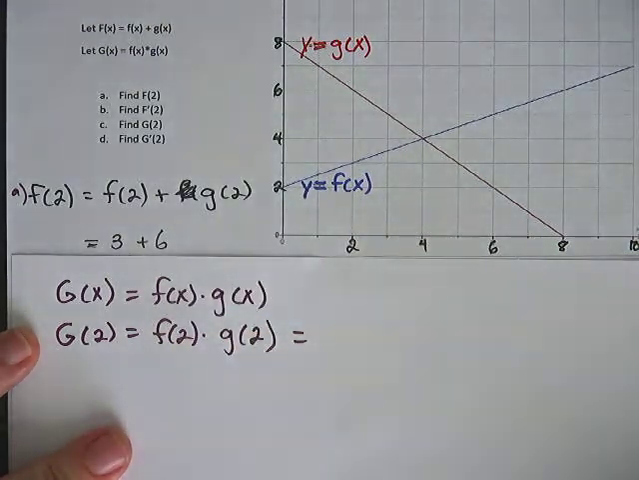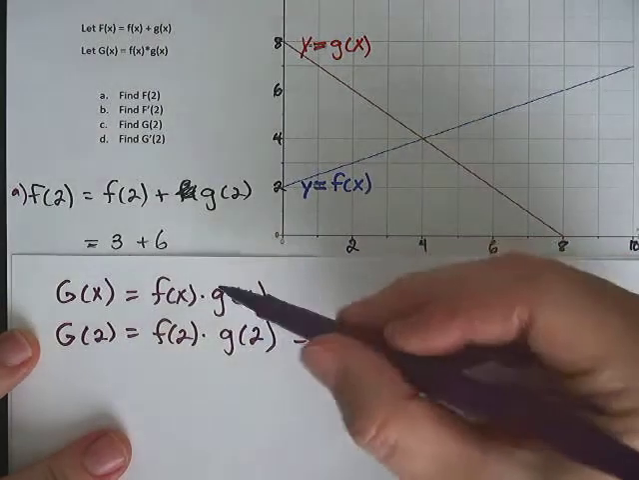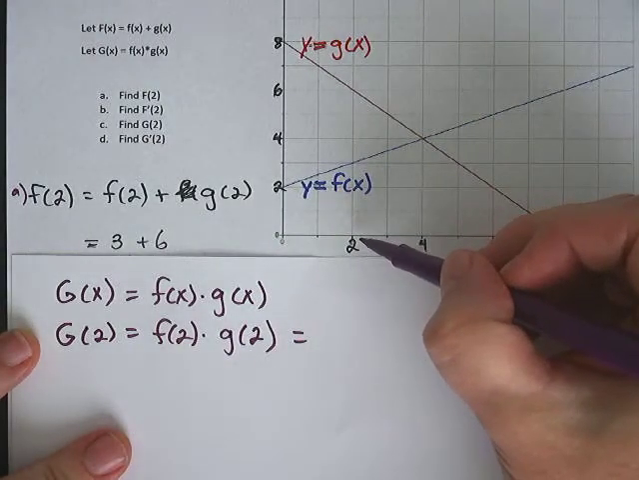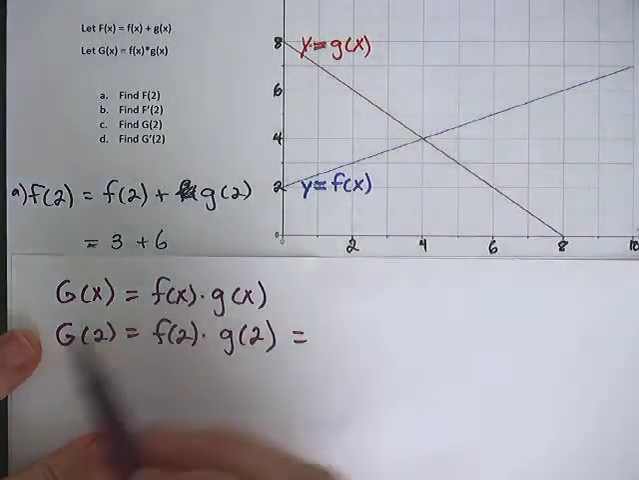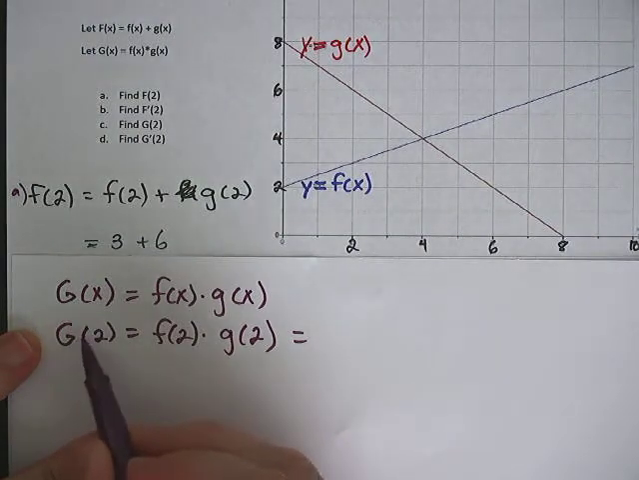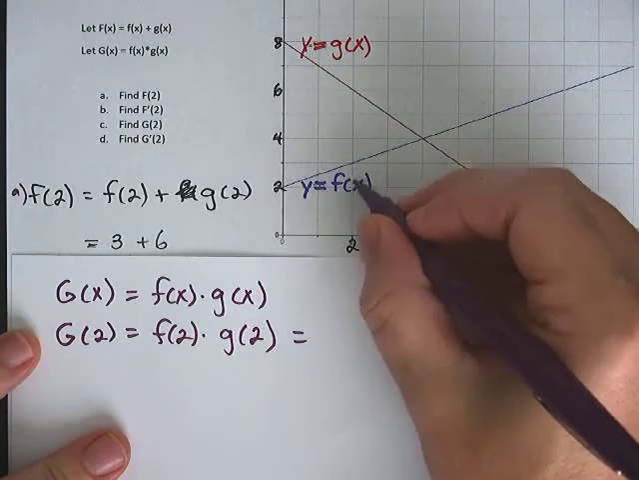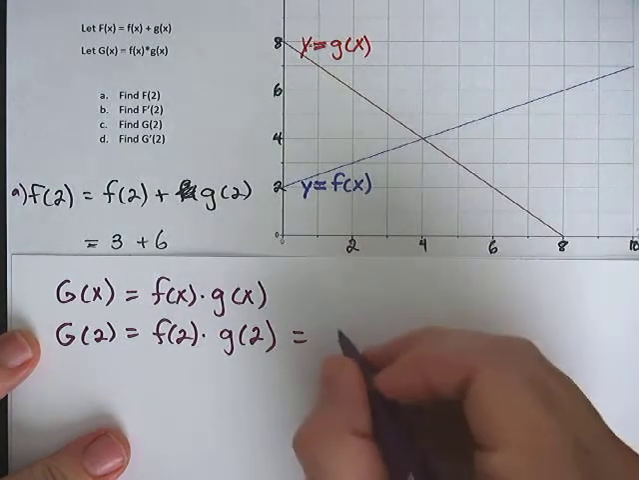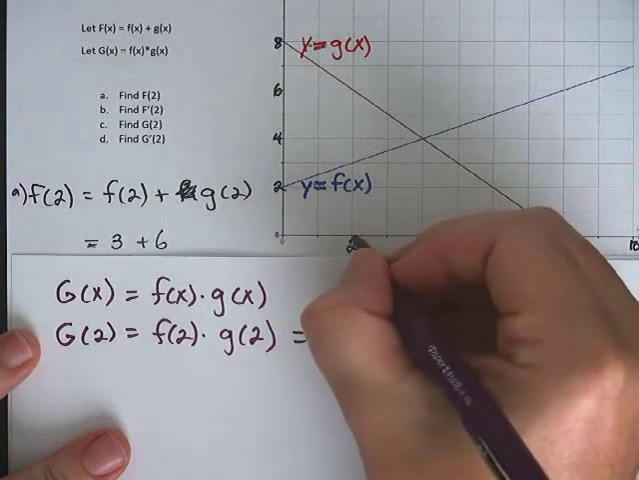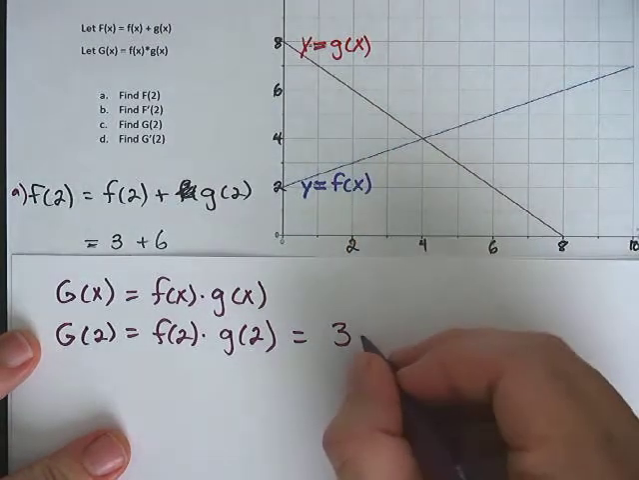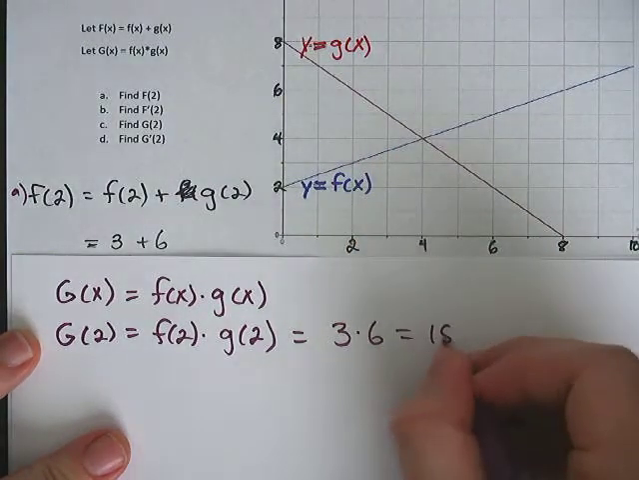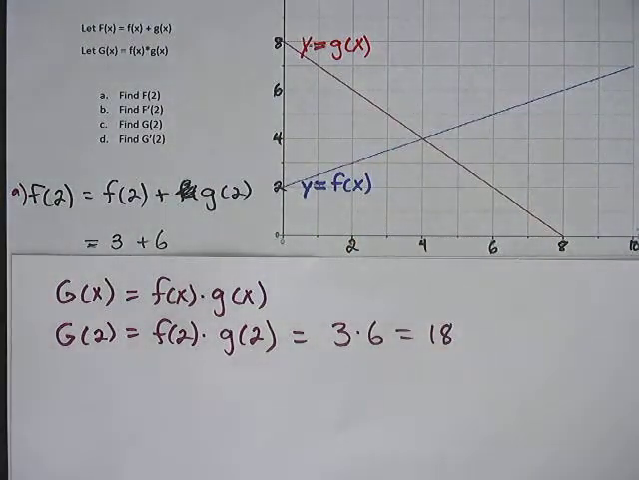Okay, so we go to these values here on the f, the value of f. Remember, this is not slopes. This is not g prime of 2. This is not a derivative. This is just the function value here. So we're looking at the function value of f at 2, which is 3, and the function value of g at 2 is 6, so we get 18. So G of 2 is equal to 18.